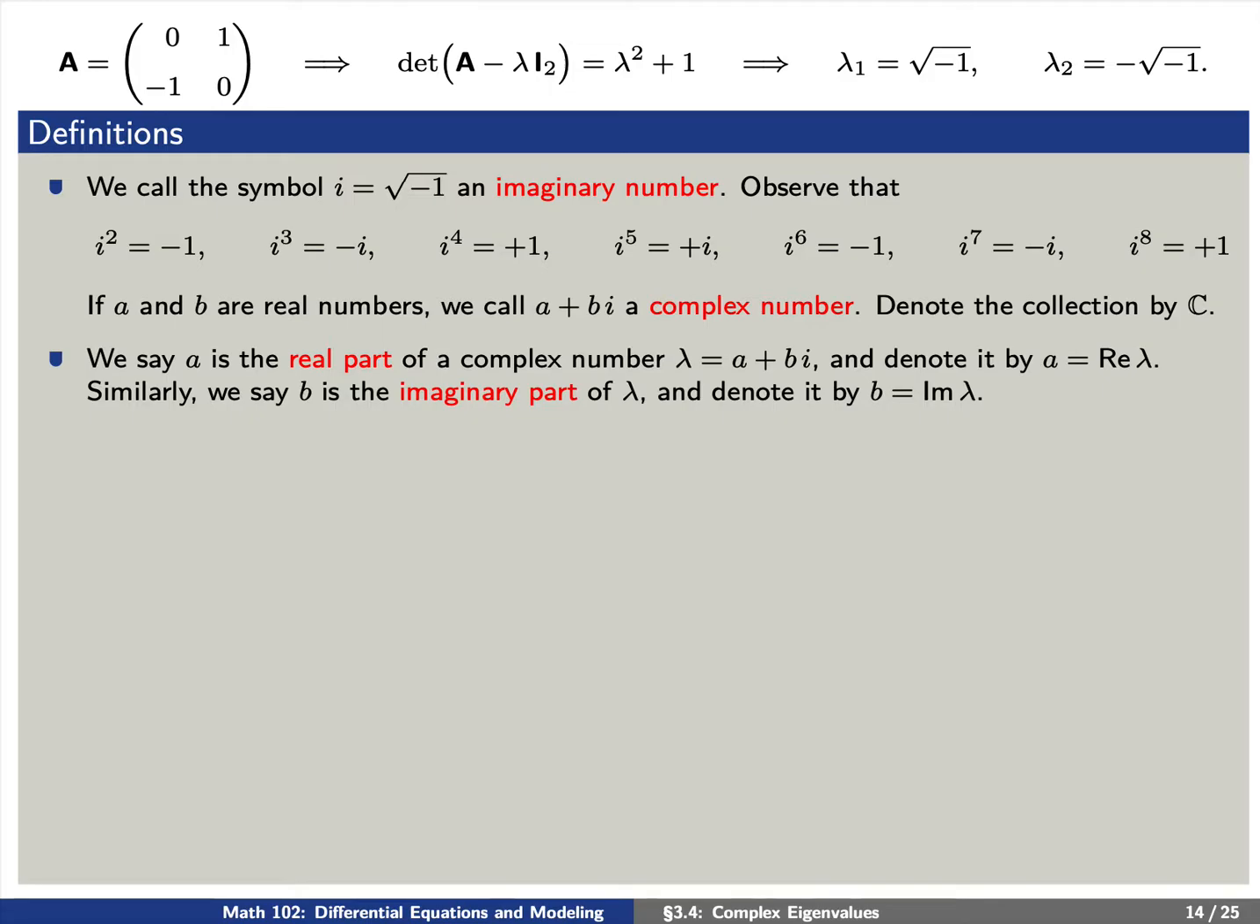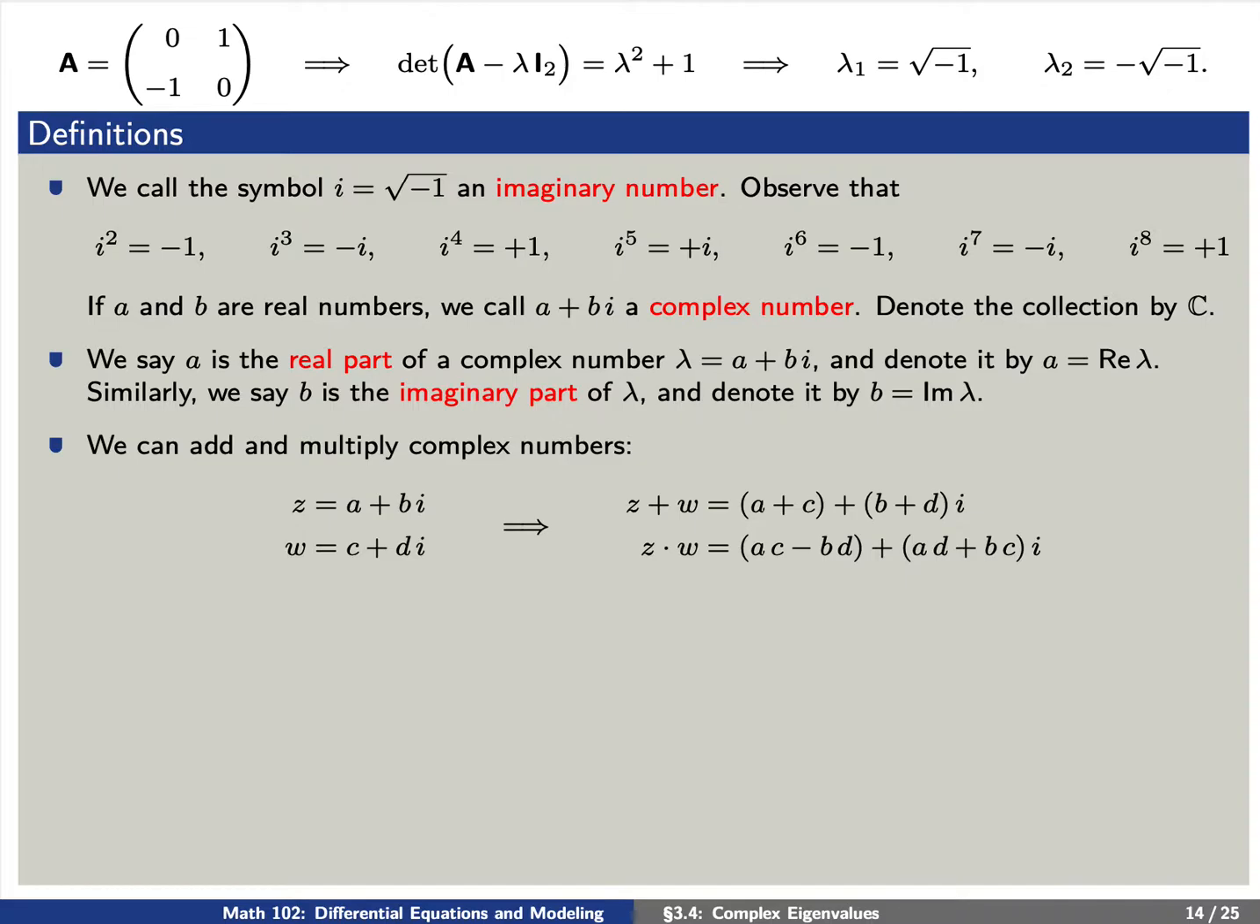Similarly, we'll say that b is the imaginary part of our complex number lambda, and we'll denote this by Im of lambda. We note that we can add and multiply together complex numbers. For example, if we're given a complex number z, which is a plus bi, and w, which is c plus di, we can write z plus w as having the real part a plus c and imaginary part b plus d. Similarly, z times w has real part ac minus bd and imaginary part ad plus bc.